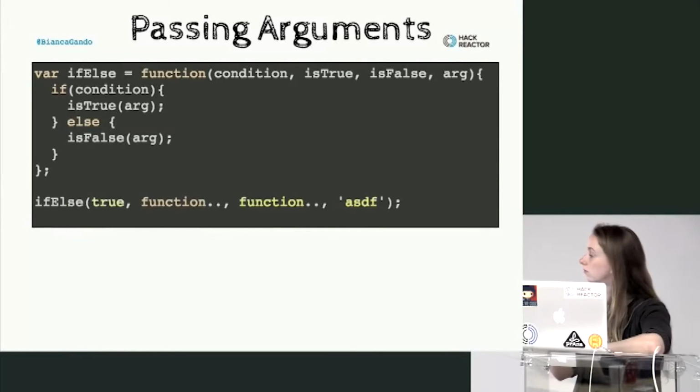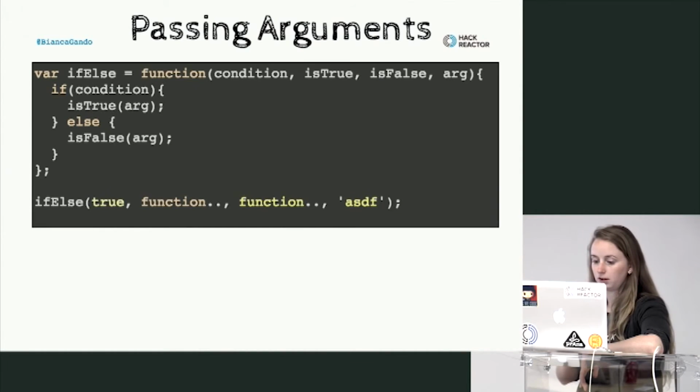Because when you did the A plus B plus C yesterday, it was return A plus B, because it didn't care if you had 3 arguments. Even if you don't specify the arg in the function definition, and you ran if else with that ASDF at the end, it's just not going to do anything with that. It's just like the C.